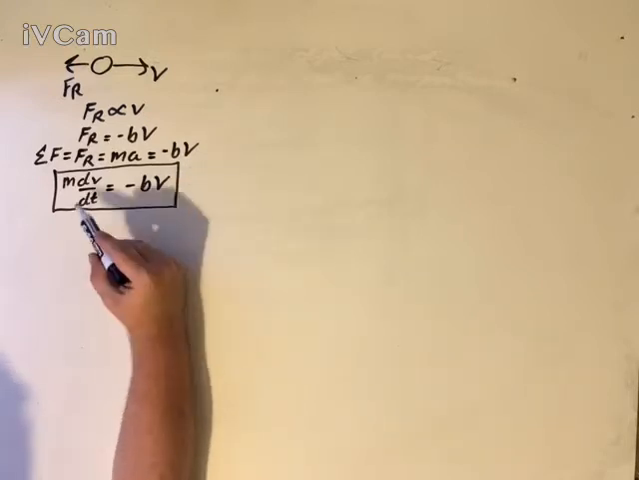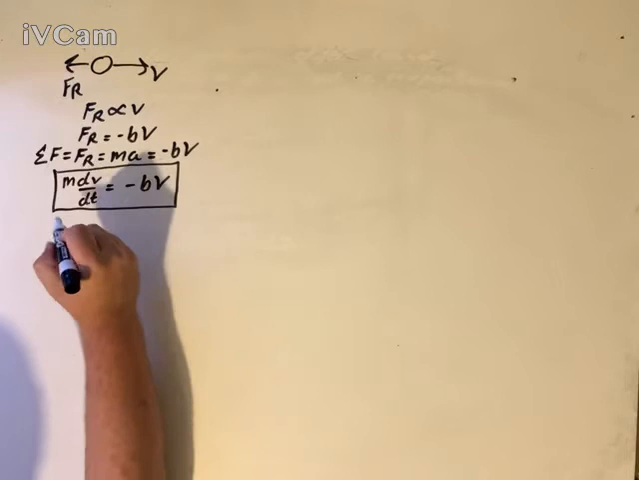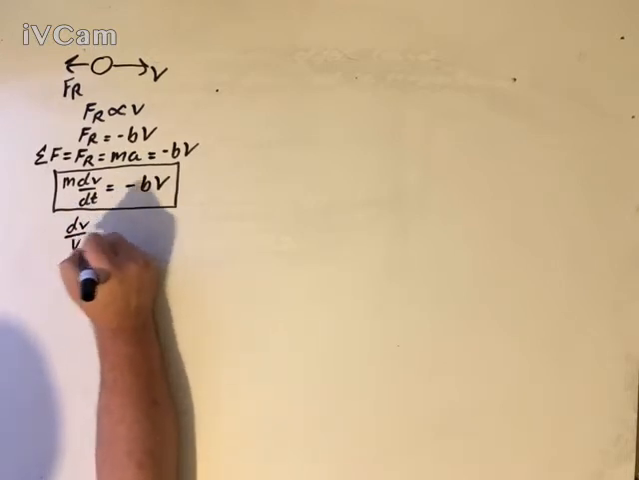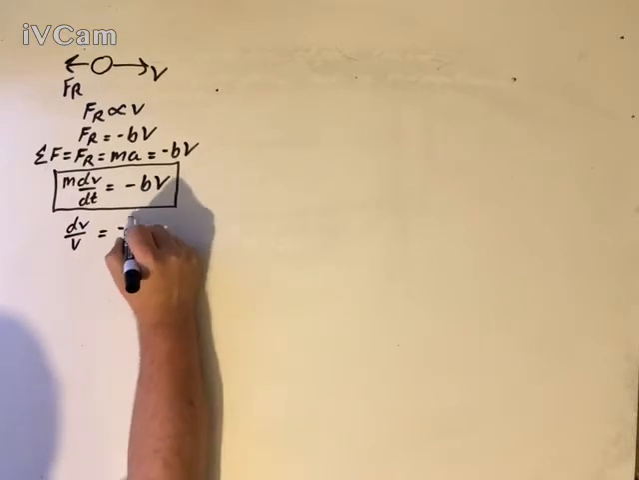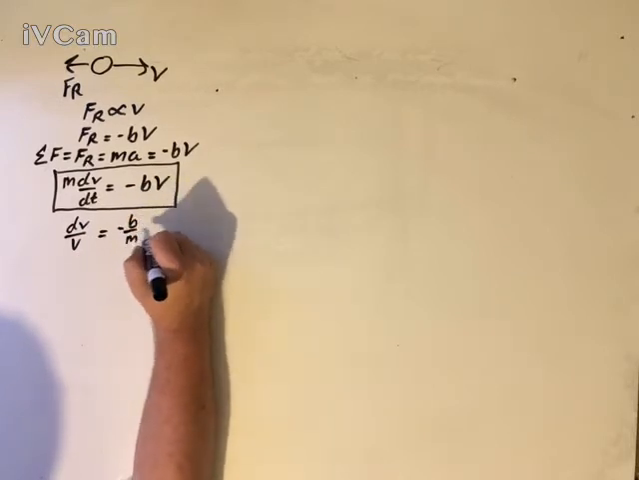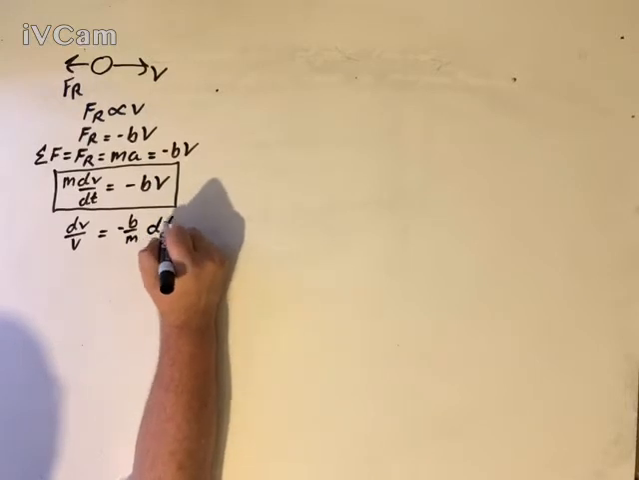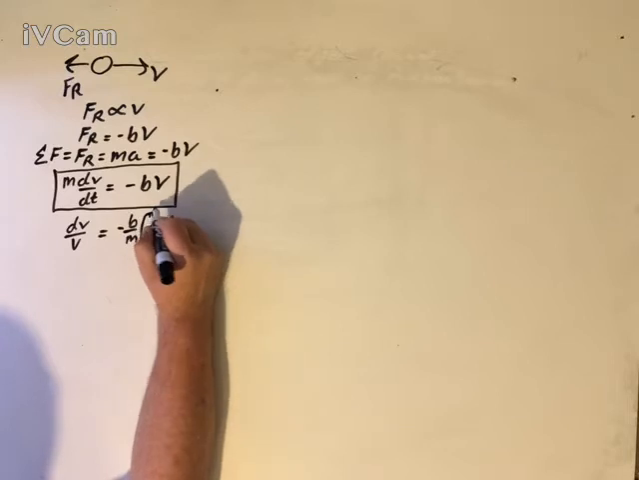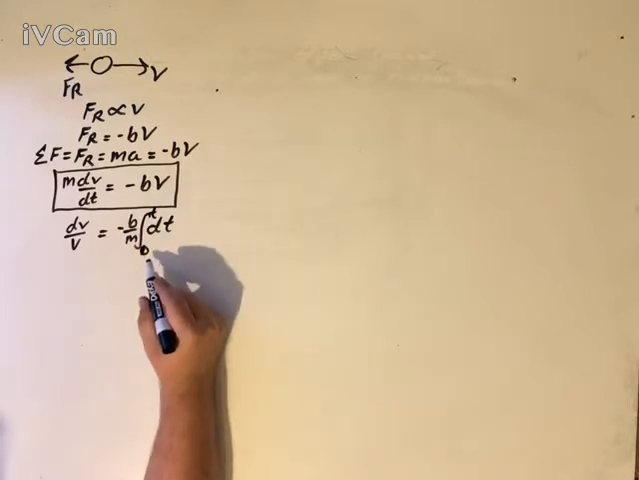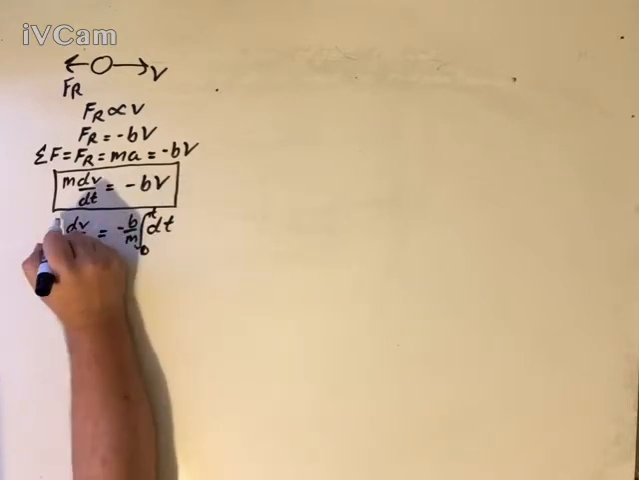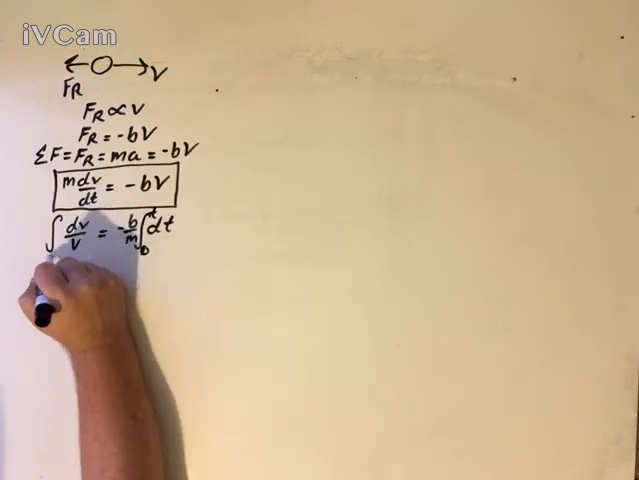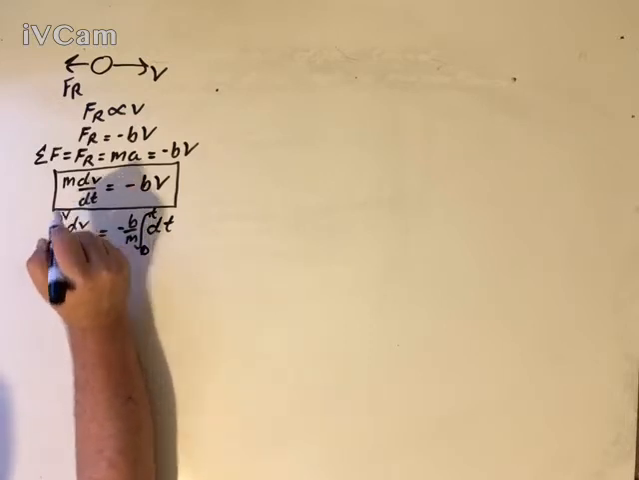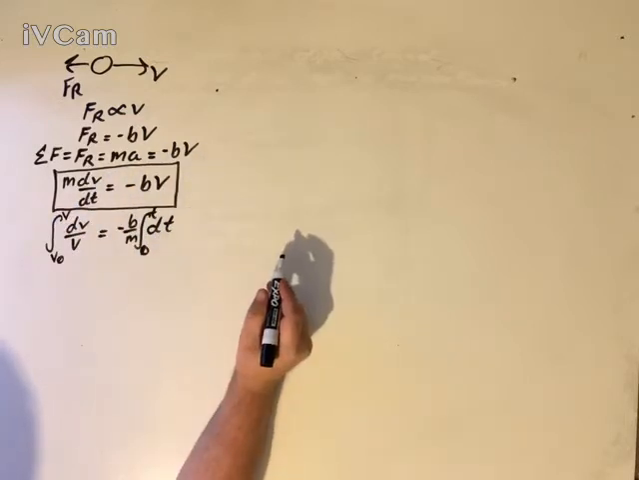So I'm going to get all the terms with velocity on the left and all the terms with time on the right. And that leaves me on the left with dv over v equals negative b over m dt. And I'm going to integrate both sides. On the left, my limits are going to be time t equals 0, which I'll just write as 0, to time t. And on the right, I'll say at time 0, v is some initial velocity, v0, and we're going to go to time t at which the velocity will be v.